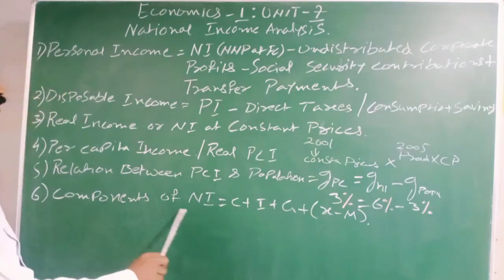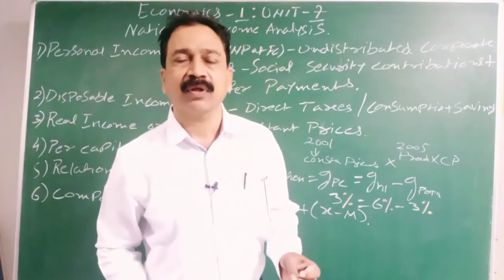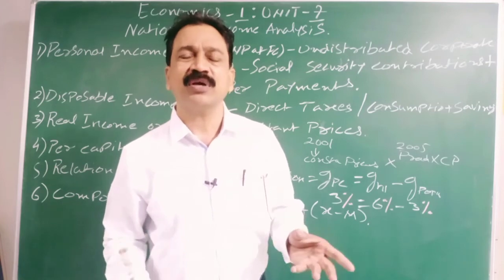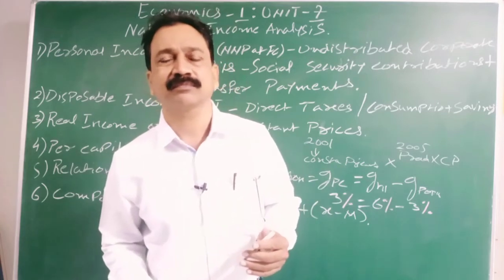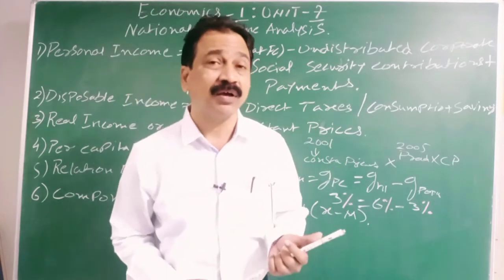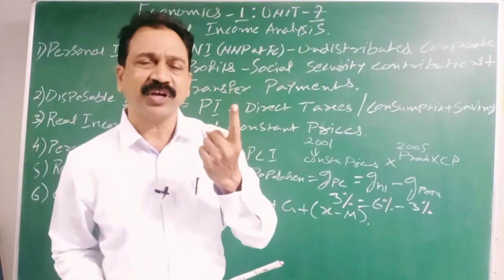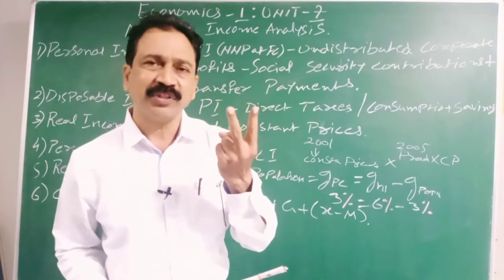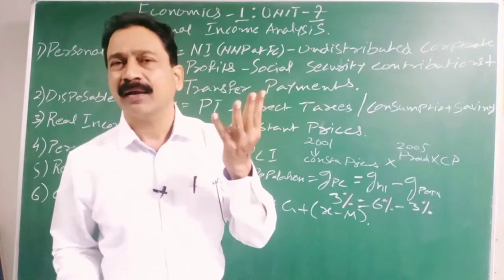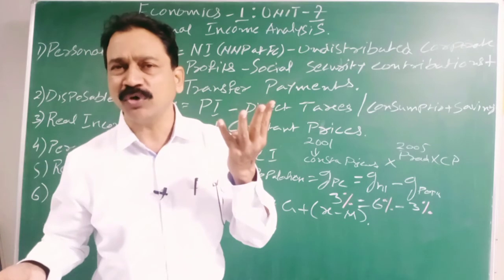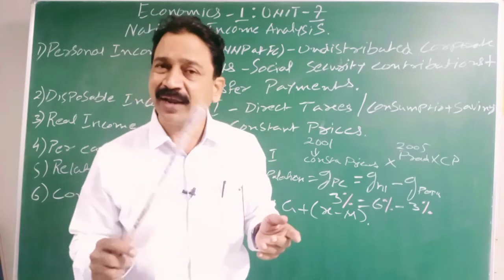Now we will see components of national income. Actually, components of national income is almost equal to GNP at market prices. See, what did we see in the GNP, gross national product at market prices? Consumption of all the people in the country, investment of all the people in the country, expenditure of government, and exports minus imports plus net income from abroad. That made GNP at market prices.